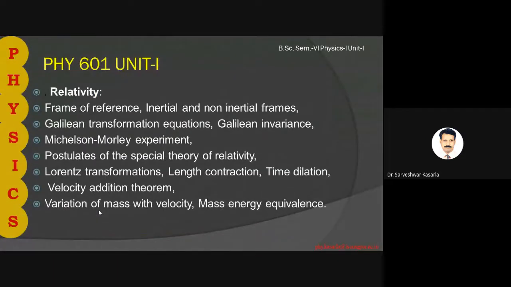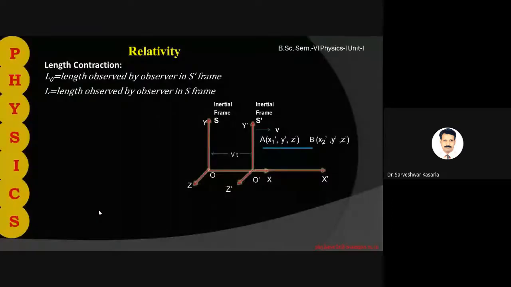This is our unit 1. We are proceeding. Okay. So today we'll see the length contraction. Length contraction means due to the relative motion of the frame of reference, the length is found to be contracted. That is what we are going to see here, or say prove the expression for the length contraction.